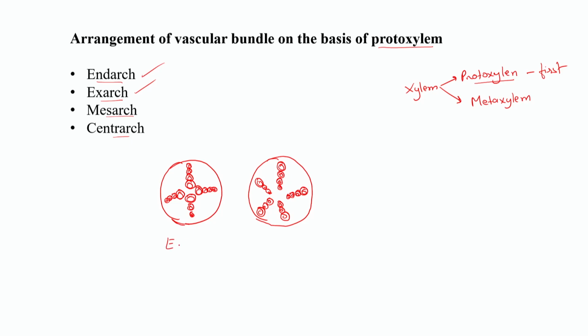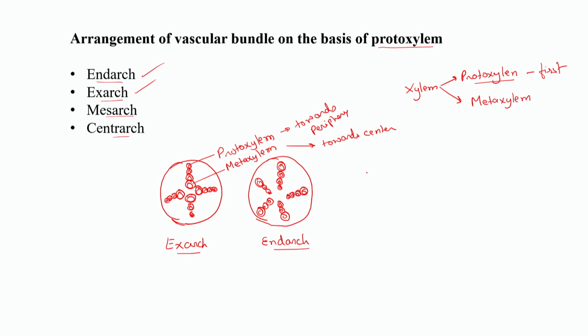This is an exarch arrangement and this is an endarch arrangement, okay. Now, exarch arrangement we call it when protoxylem is on the outer side and metaxylem is on the inner side. That means protoxylem is towards periphery and metaxylem towards center. Okay. So in this case, you will see this type of arrangement which is known as exarch.